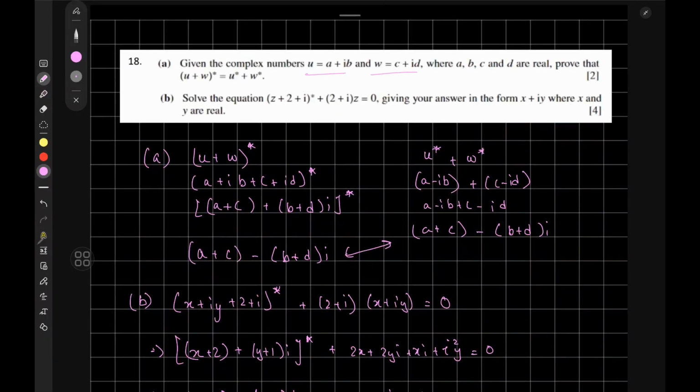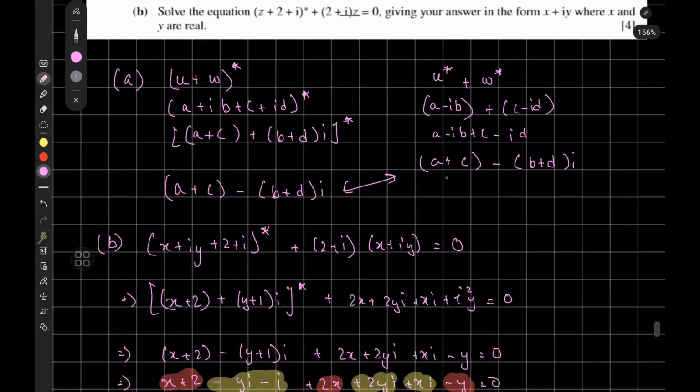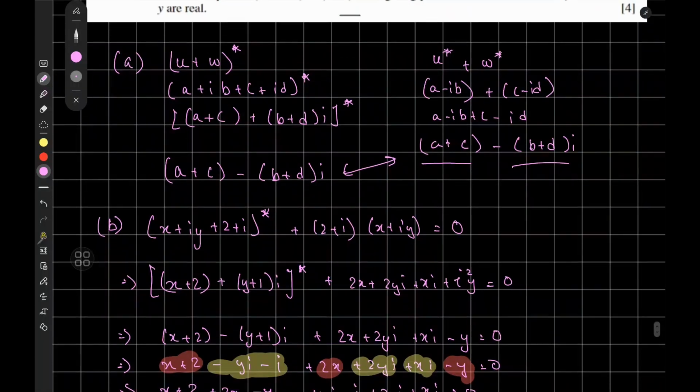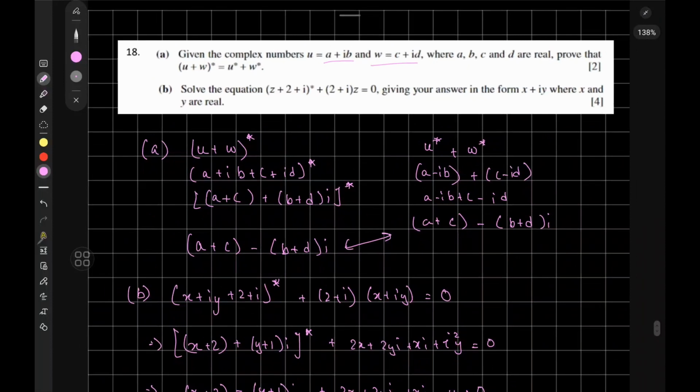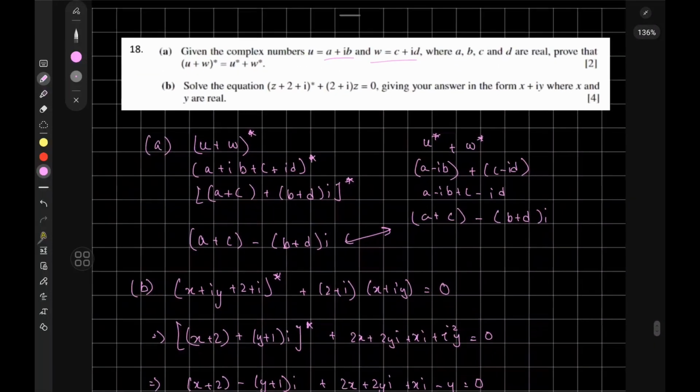So what is the conjugate of u? A minus ib. Since there is a plus ib, you change the plus to negative, and a minus ib. What is the conjugate of w? C minus id. Now after you take real to one side and imaginary to another, you get the same thing as this. This is how you prove A. Now for B, what are they asking? They're telling you solve the equation z plus 2 plus i conjugate plus 2 plus i z is equal to 0, giving your answer in the form x plus iy, where x and y are real.